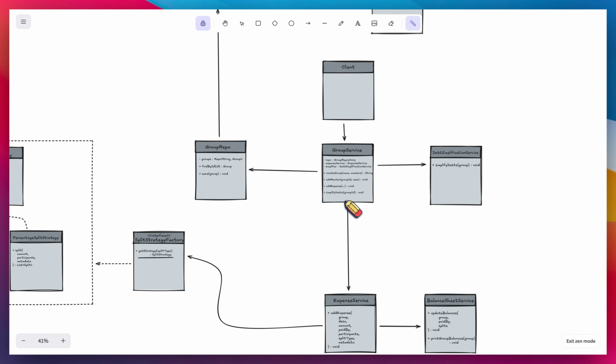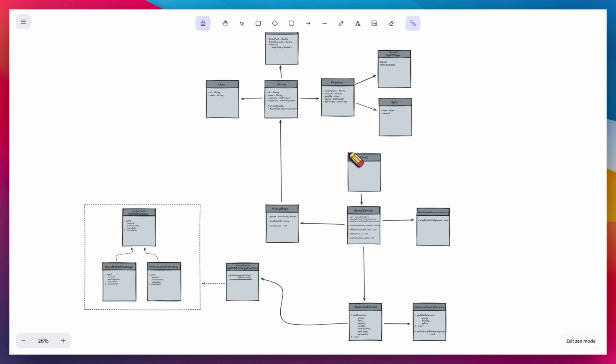Now let's try to understand the entire flow. So this is the client which would be interacting with the group service. If the client wants to create the group, then the client will interact with the group service, and this service would create the group object, and it would save that object to the in-memory database with the help of group repo. Okay. And if the client wants to add a member, again it will directly interact with the group service in order to add the member. If the client wants to perform the simplification of the debt, in that case the client will interact with the group service, and the group service will interact with the debt simplification service.